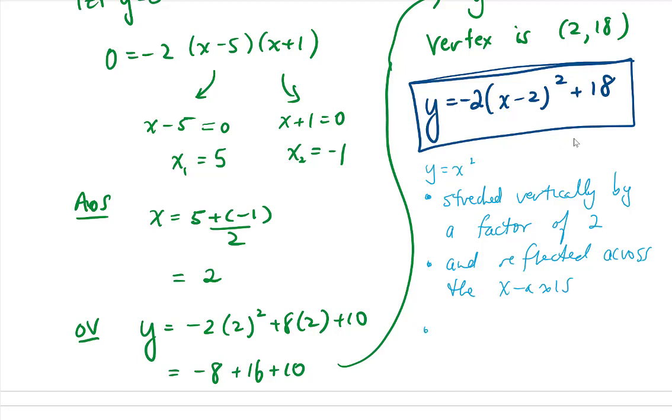And then looking at the h and k values, we can say the graph is also translated 2 units right and 18 units up. And there we've described the transformations for y equals negative 2, x minus 2 squared plus 18.